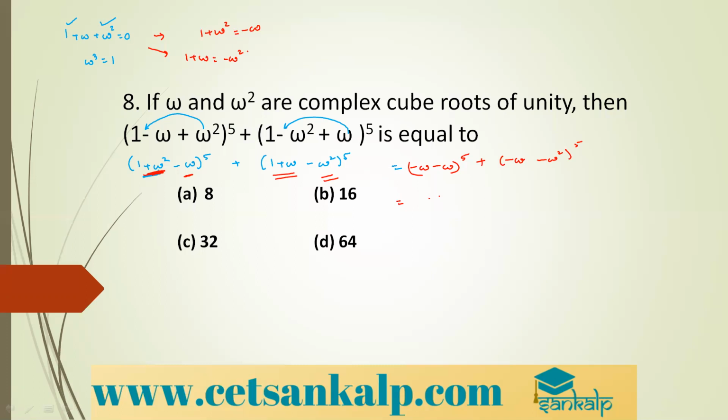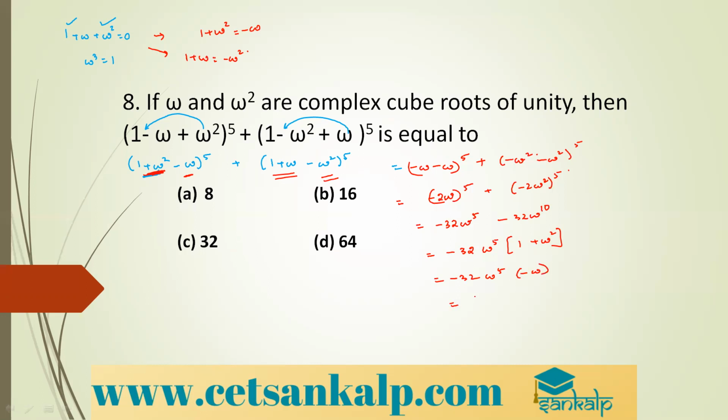So this will be minus 2 omega whole power 5. This will be, sorry, minus 2 omega square whole power 5. So I will have minus 32 omega power 5 minus 32 omega power 10. When I take minus 32 common and omega power 5 common, I will have 1 plus omega square. Again, 1 plus omega square, I wrote on the top, it is minus omega.